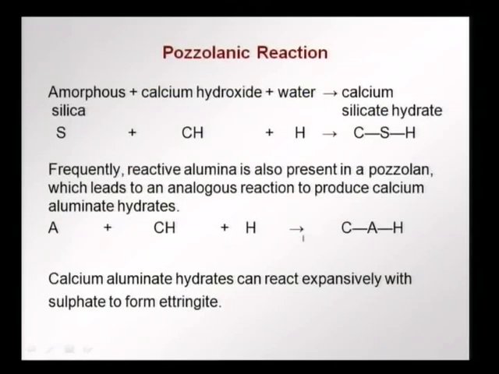The pozzolanic reaction is this: when you have a mineral admixture with a very high amount of amorphous silica, this amorphous silica reacts with calcium hydroxide and water to give a calcium silicate hydrate, very similar to that which is obtained when cement reacts with water.